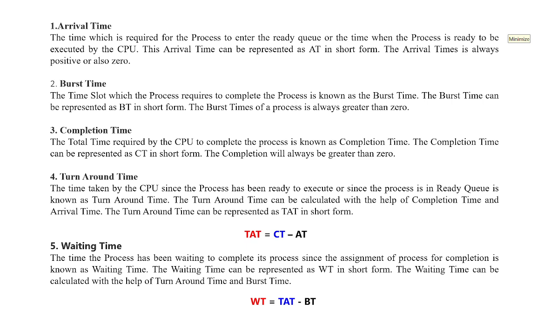Turnaround time is the difference between the completion time and arrival time. It is calculated using the formula CT minus AT, which means completion time minus arrival time. Waiting time is the time the process has been waiting to complete its execution, and it is calculated using the formula turnaround time minus burst time.